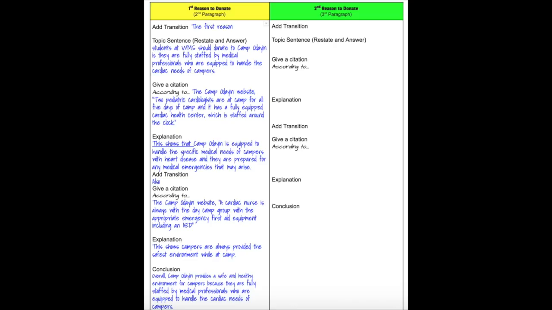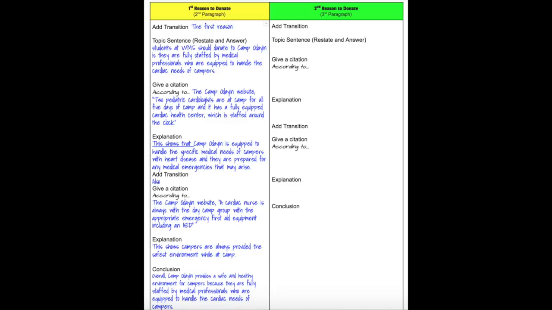You can see now that I've highlighted the top of each paragraph to coincide with the highlighted information from my thesis statement in my introduction. So the first reason was the first reason in my thesis, and the second reason is the second reason in my thesis. Then, using my persuasive brainstorm, I now can just plug information in. We know we have to add a transition, we have to have a topic sentence, we're giving our citation, our explanation, we'll give a second citation, a second explanation, and then an overall conclusion.